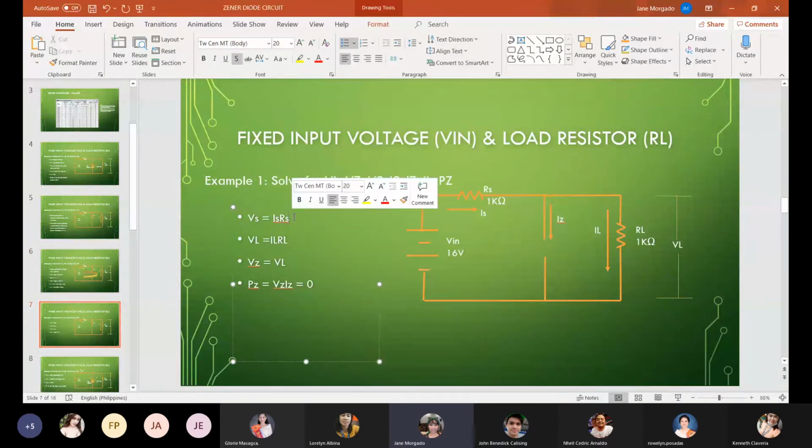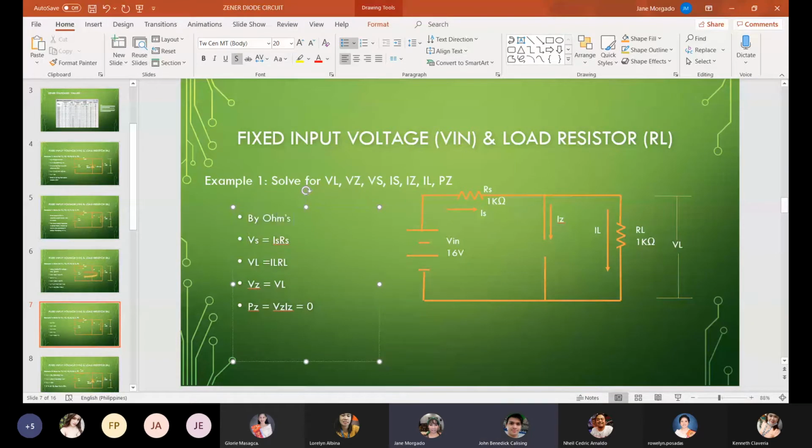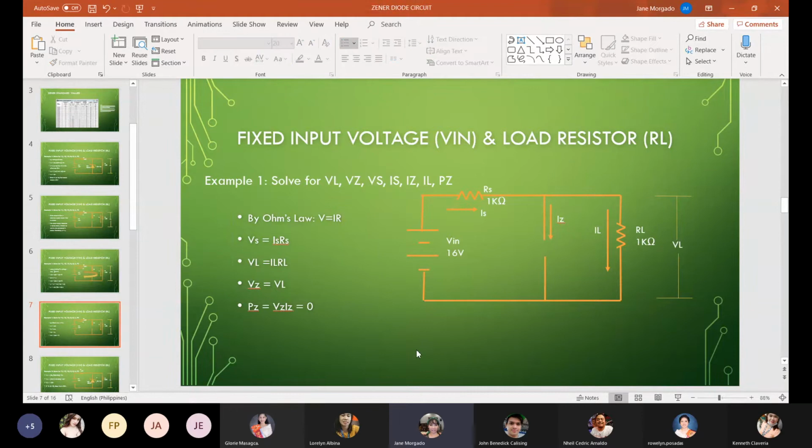Ayan. So therefore, by Ohm's law, VS equals ISRS. This is actually Ohm's law, di ba? Tama ba, class? Yes, ma'am. Opo. Okay. Wherein V is equal to IR. Mabagal ba o okay lang? Question? Ayan. By Ohm's law, V is equal to IR. So we have VS equal to ISRS. So we have 8 milliampere times 1K. So 1K yan, di ba? So we'll have 8 volts.